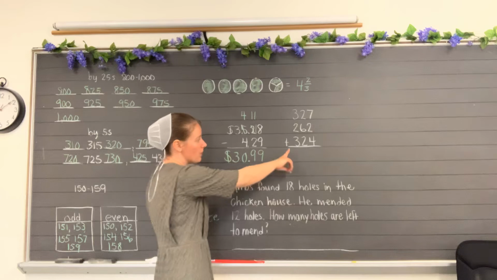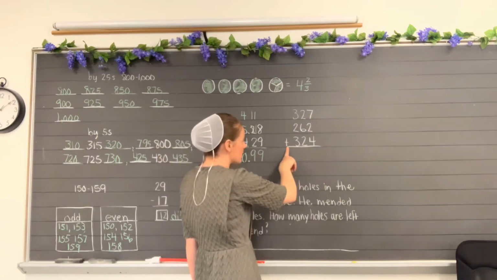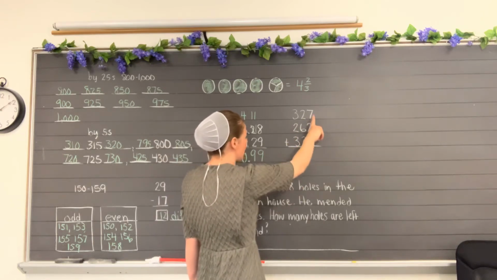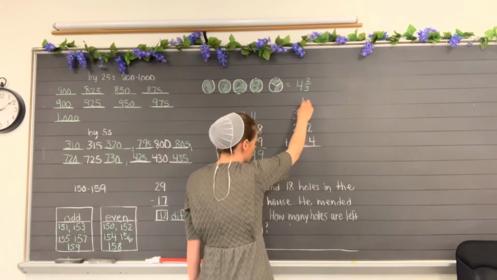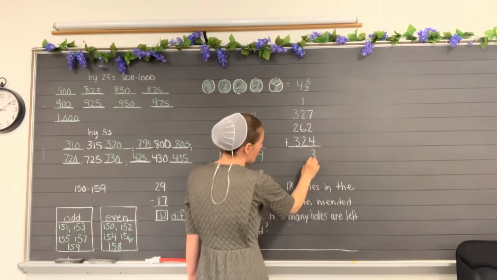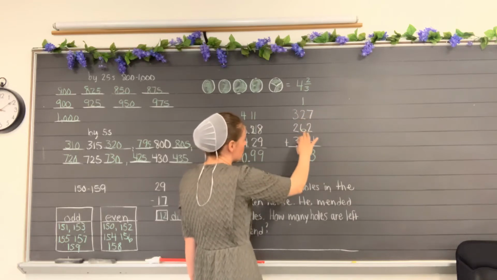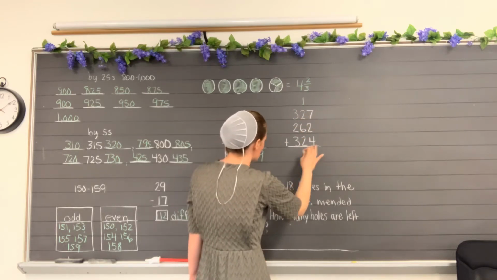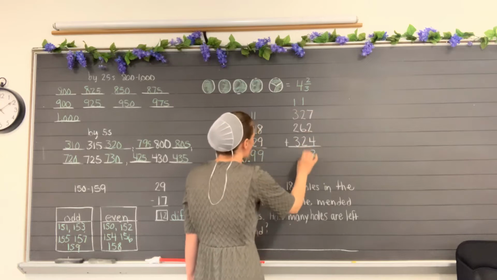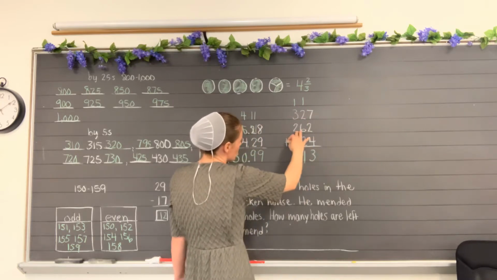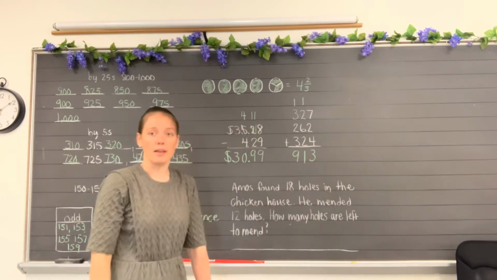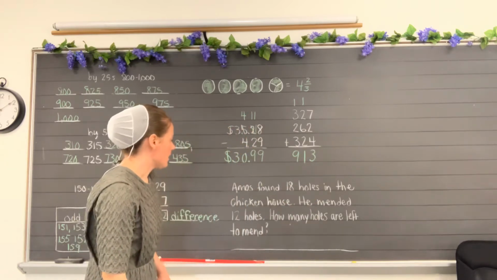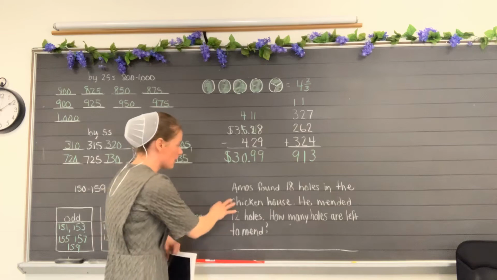Okay, let's do this problem next. This is an addition sign, so we're going to add. 7 plus 2 is 9, plus 4 is 13. I need to carry my 1 up here and then put my 3 down here. 1 plus 2 is 3, plus 6 is 9, plus 2 is 11. 1 plus 3 is 4, plus 2 is 6, plus 3 is 9. So 913 is my answer. Okay, and then here we have a reading problem.